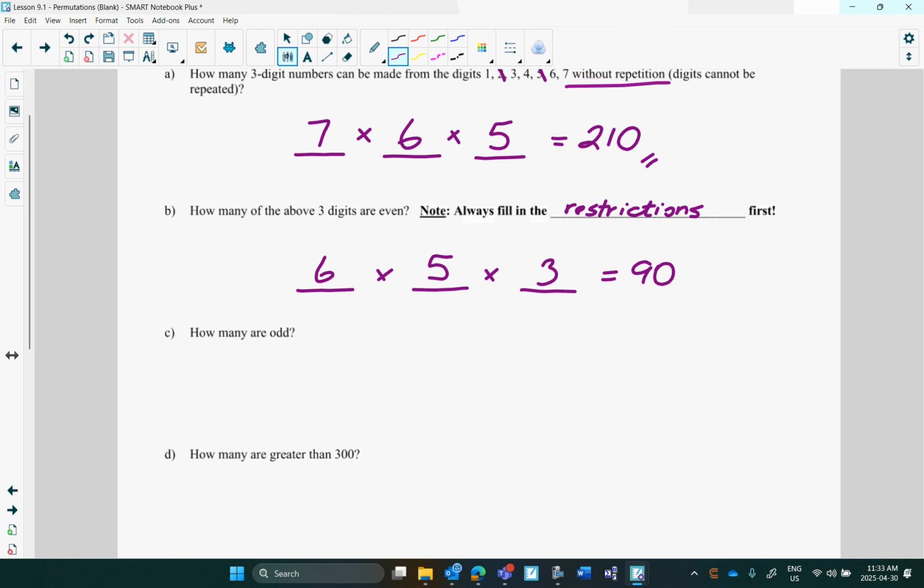So, how many are odd? Again, start with the restriction. What are the possible numbers from these to choose from that will make the number odd? 4 of them: 1, 3, 5, or 7. I have now used one of them, which means I have 6 left that I could put here, and then 5. Getting a little better?